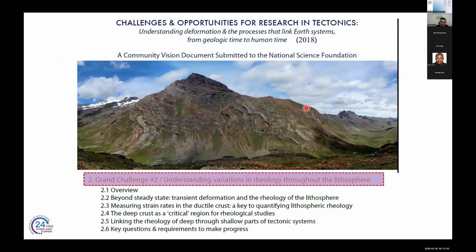Ten years later, a second white paper by Professor Huntington of the University of Washington, titled The Challenges and Opportunities for Research in Tectonics, also proposed Grand Challenge number 2: understanding variation in rheology throughout the lithosphere. As we can see, the rheology of the lithosphere is quite important for continental deformation, while the thermal structure, or thermal regime, is the key element controlling the rheology. That's why I chose the title, the thermal and rheological structure of the lithosphere.